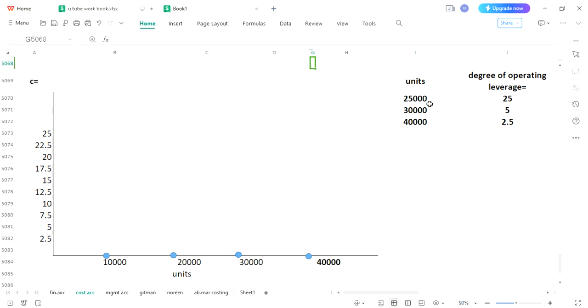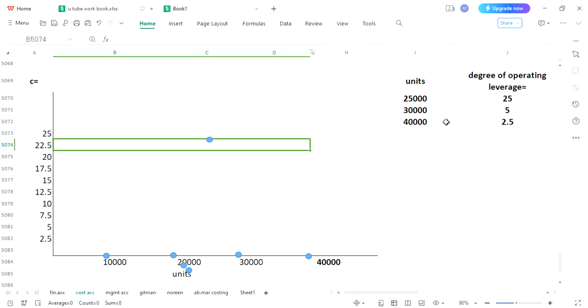For units 25,000, we have 25 as the degree of operating leverage. 25,000 would be in between 20 and 30. And secondly, leverage is 25. So this would be our first point. What we will do, we will make 3 points. First point would be in front of 25,000. Look over here. 25 is over here. This is a straight line and 25 is here. So first point we have managed.